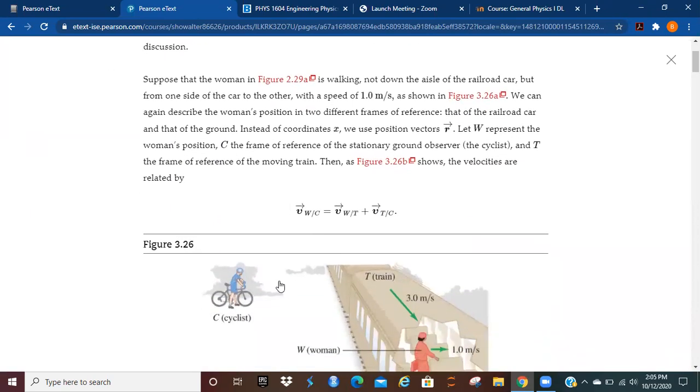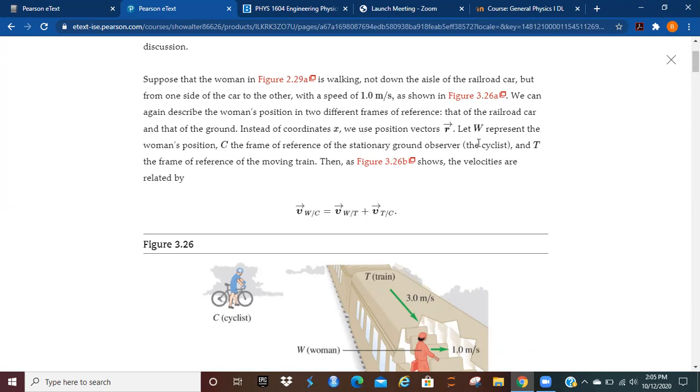So for another example, let's take a look at a situation where a woman is walking not down the aisle of a railroad car, so in other words, not back and forth like that, but from one side to the other. And she's walking with a speed of 1 meter per second. We can describe the woman's position in two different reference frames, that of the railroad car and that of the ground. So we've got a cyclist over here who's stationary.